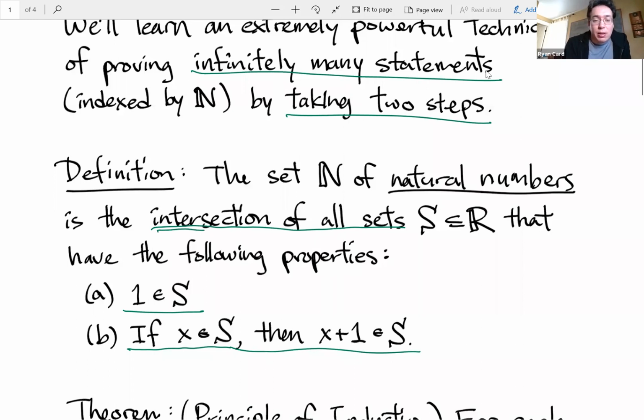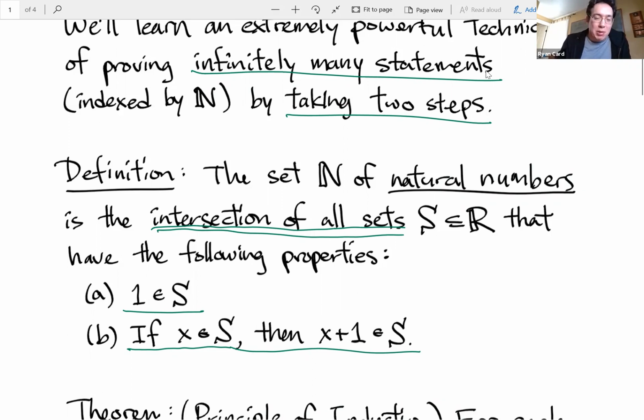It's weird that it's phrased in terms of intersection instead of describing what that set is, which is 1, 2, 3, 4, and so on. It's described as the intersection of all sets with this property. You might find this really awkward, but it's a definition that works in the sense that it's equivalent to what you think of natural numbers as. And it's a definition that's easy to check when you're writing a proof.